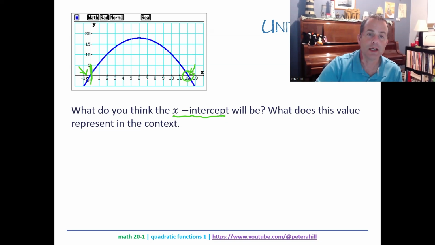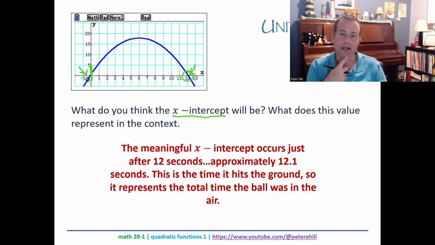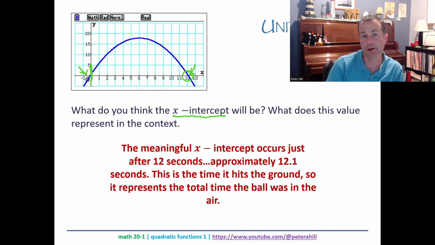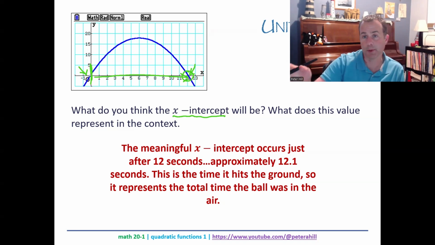So I'm going to say, and it's just a little after 12, so let's call that 12.1. Okay, so I'm going to say the meaningful x-intercept occurs just after 12 seconds, approximately 12.1 seconds. This is the time it hits the ground. So it represents the total time the ball was in the air. All along here, that represents the time it took from the time the ball was launched to the time the ball hit the ground, about 12.1 seconds.